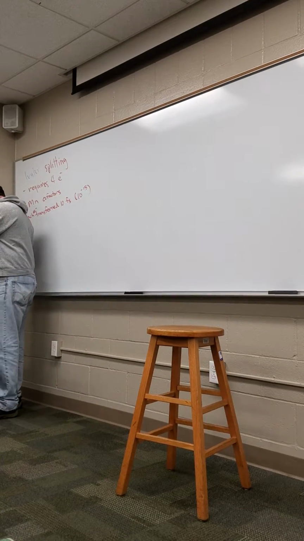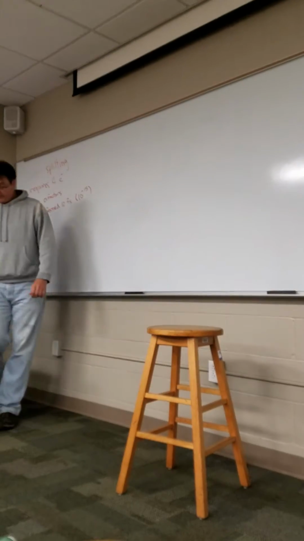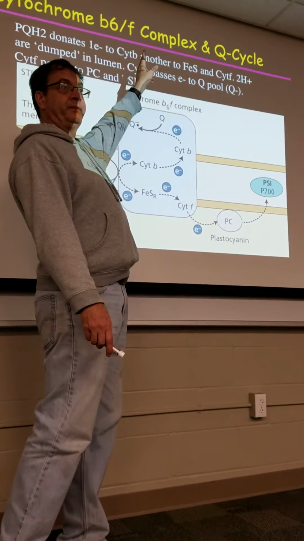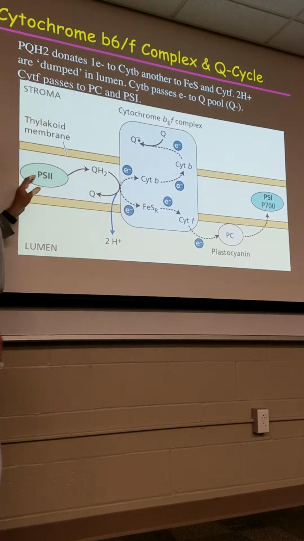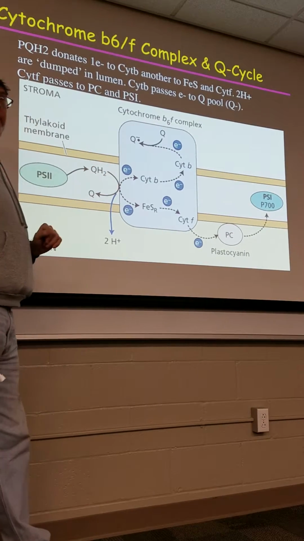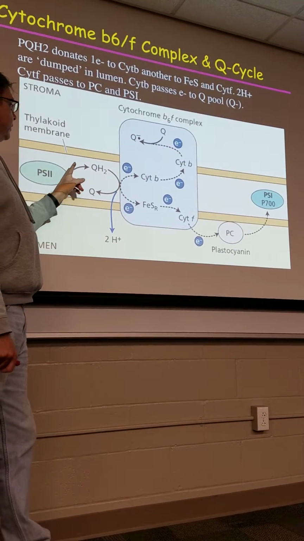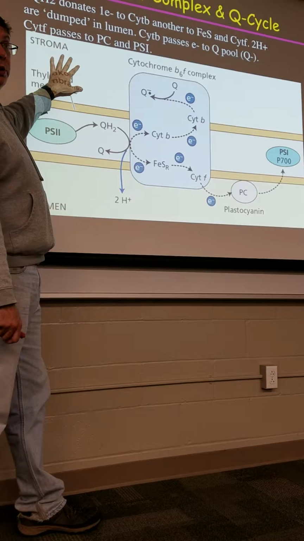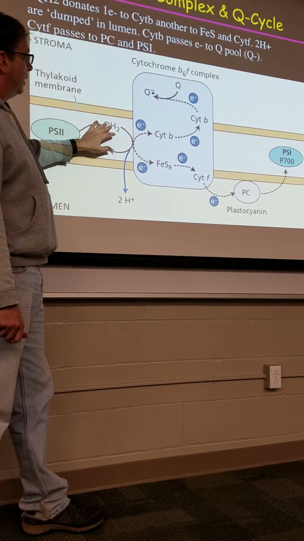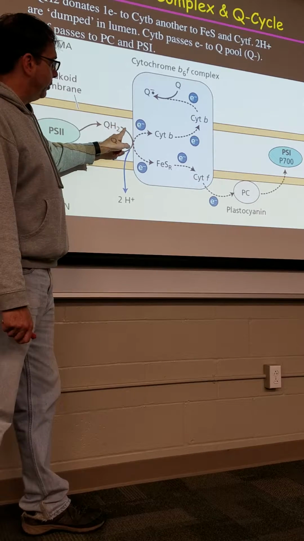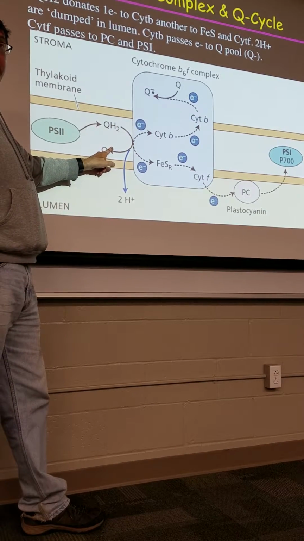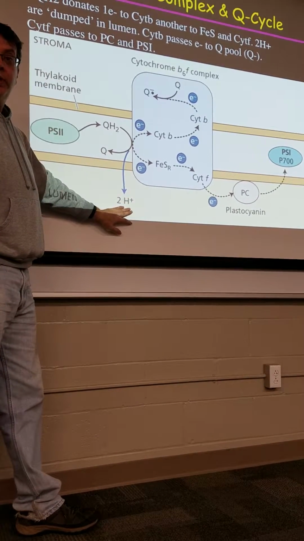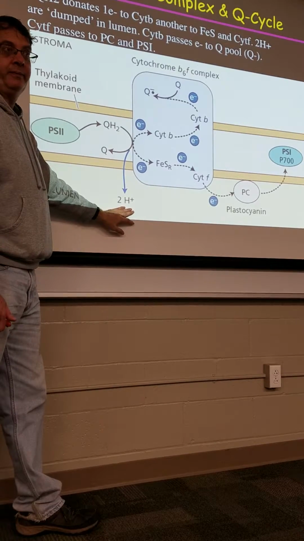Electrons move from PS2 to the cytochrome B6F complex. And the transporter here is quinone. Remember, quinone picked up 2 protons from the stroma, bound them, and then it's going to transfer 2 electrons simultaneously. It's going to donate 2 protons into the thylakoid lumen.